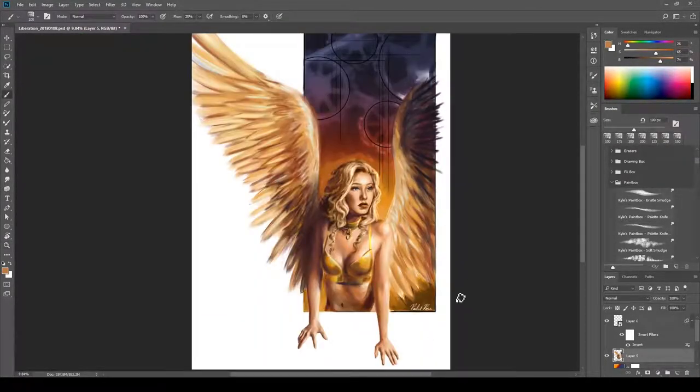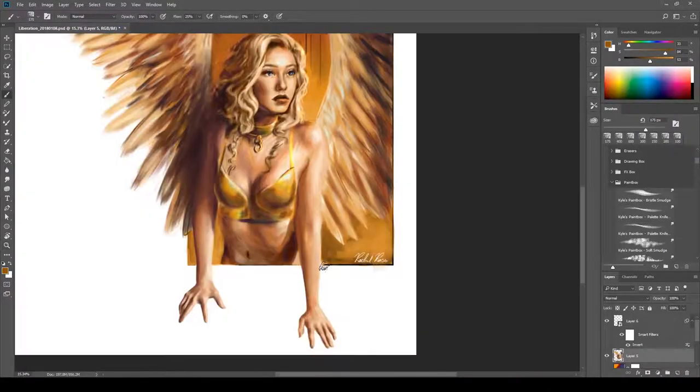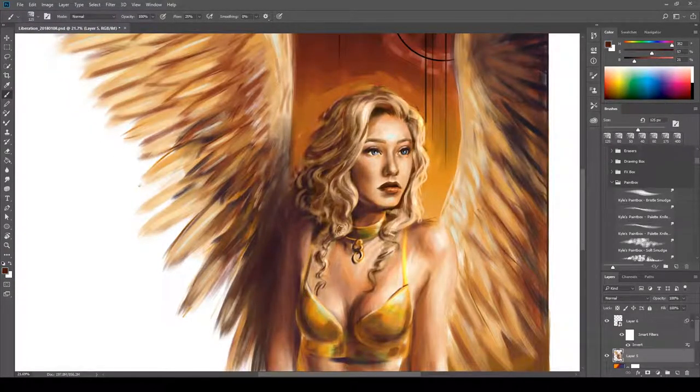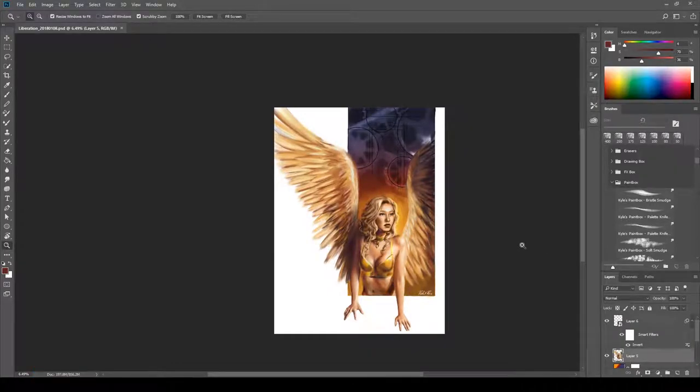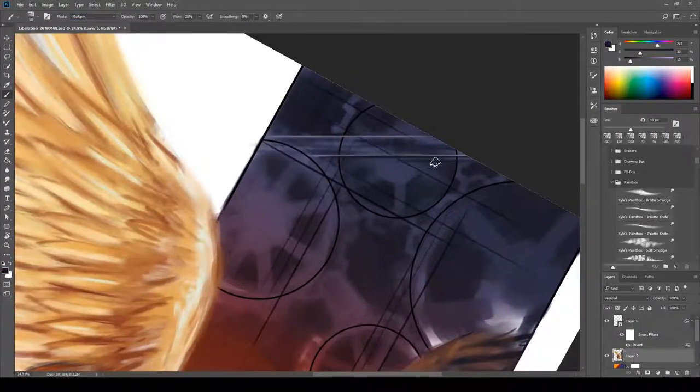I actually considered changing the color of her hair at some point because I feel like I always make my angels blonde, but my mom was a big proponent for the blonde, so I kept it.